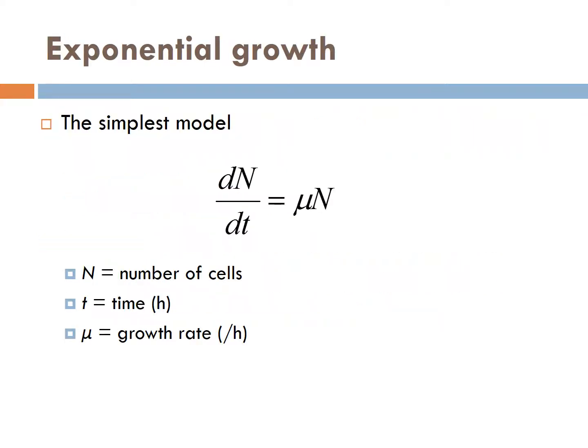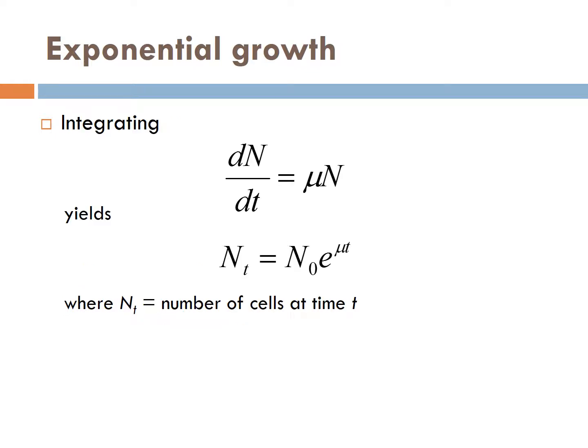The simplest model is that for representing exponential growth. We can express exponential growth as a differential equation, dn over dt equals mu n, where n is the number of cells, t is time, and mu is the growth rate. All this means is that the change in the number of cells over time is equal to the growth rate times the number of cells.